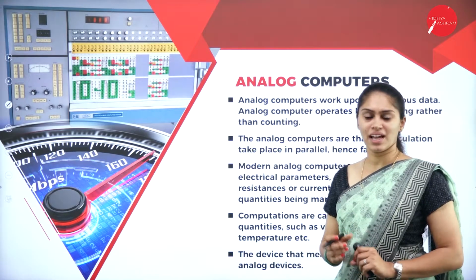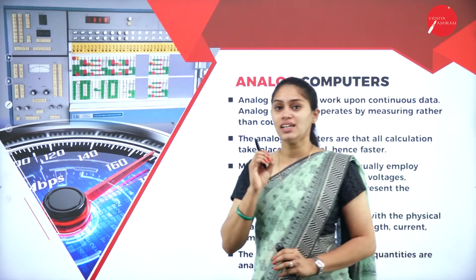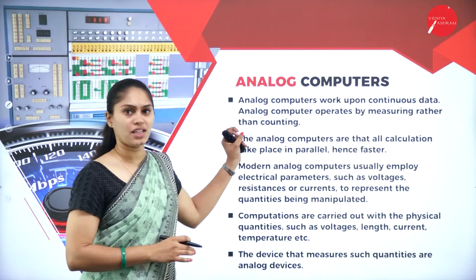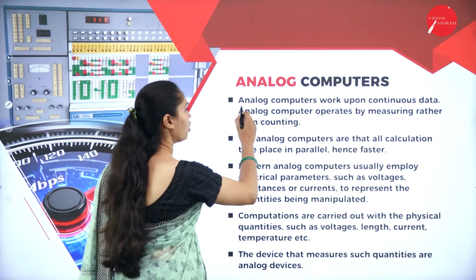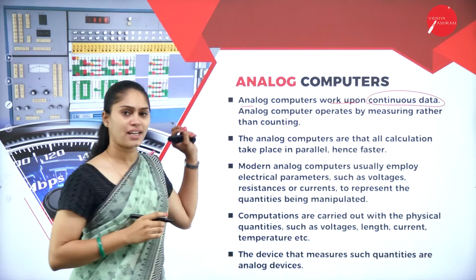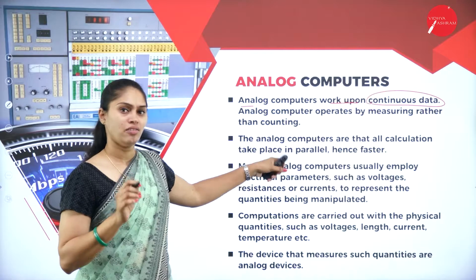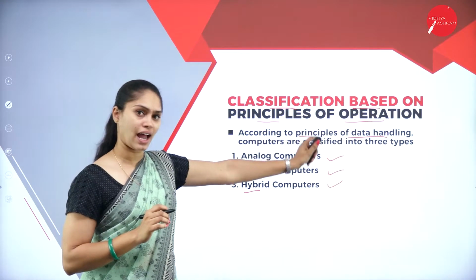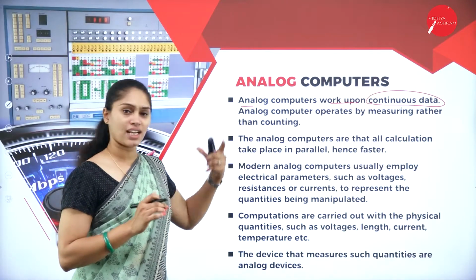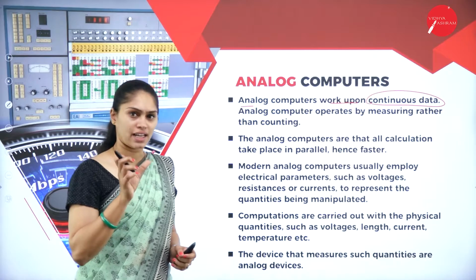As the name indicates, analog means the data will be in continuous form. There will be no discrete data. An analog computer works upon continuous data. We are classifying this type of computer mainly based on the type of data handling, so here the data will be in continuous form.